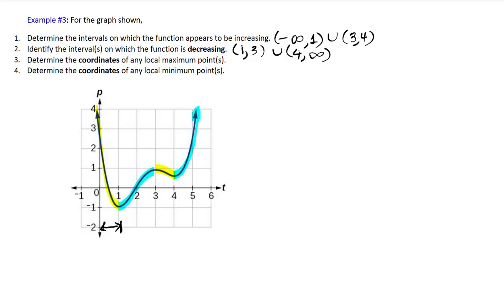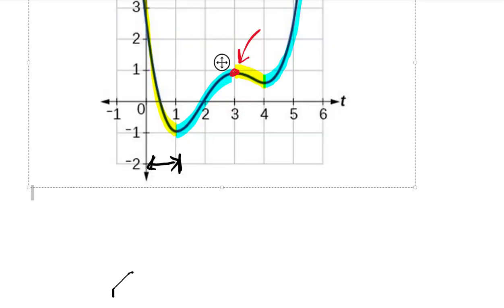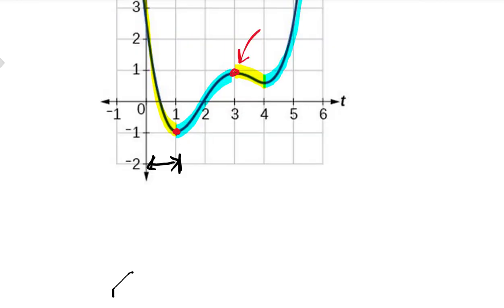On number 3, determine the coordinates of any local maximum point. So a local maximum would be this point right here. We look for a mountain, hence 3 comma 1 is the local max. And now to determine the local minimum points, we need to look at all the valleys. So here we have 1, and here's another one.